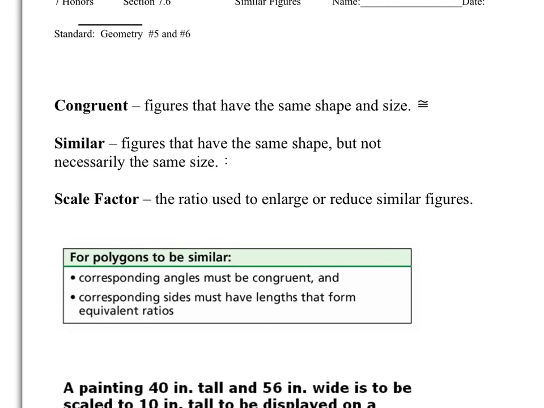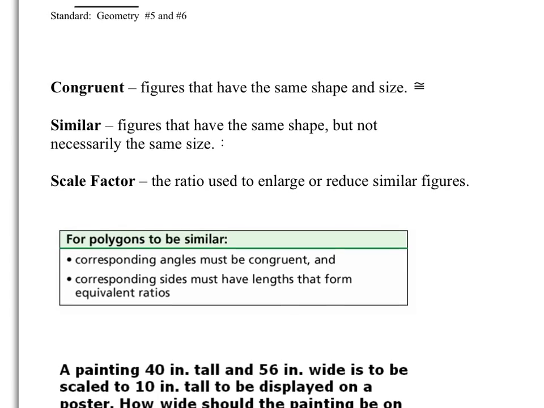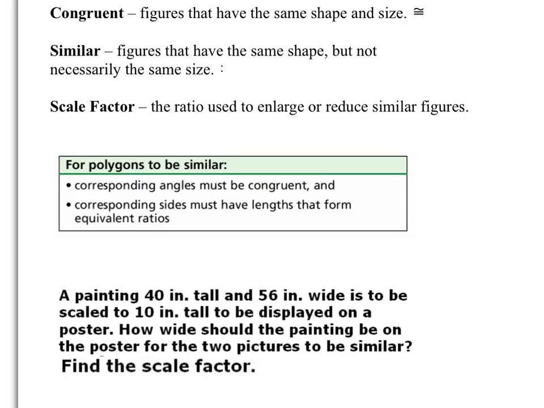Okay, we're going to go on to Chapter 7, Section 6, and remember, the notes, even though they say honors, are the same notes we use in honors and regular. So congruent are figures that have the same size and shape, and the symbol for congruent is an equal sign with a wavy line over it.